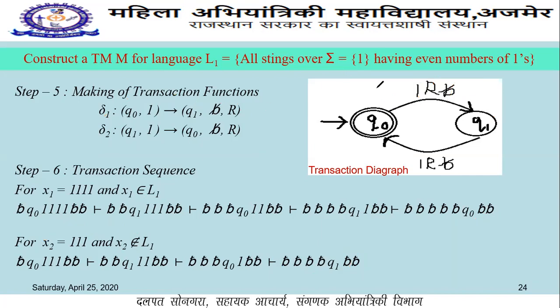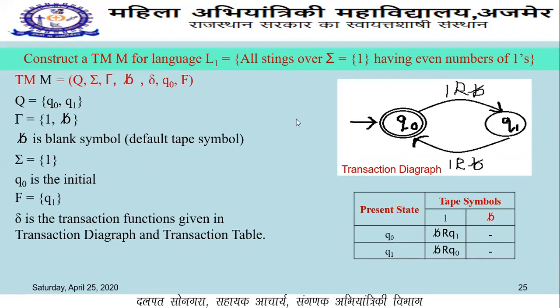Now after this we design all the tuples like this. This is the set of states where we have q0 and q1. This is the tape symbol set: 1 and blank are written over the tape. Blank b is used as the default tape symbol, indicating the absence of an input symbol. Sigma is 1, the input is written over only 1. q0 is the initial state, and of course this q0 is our final state. So please make it correct.